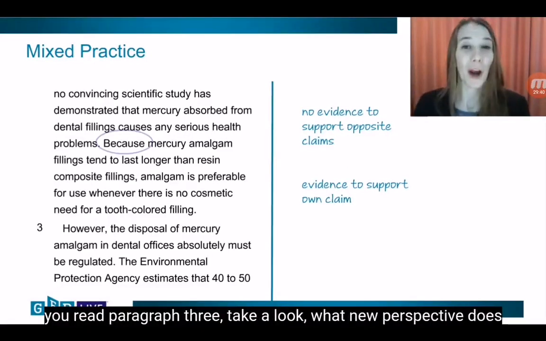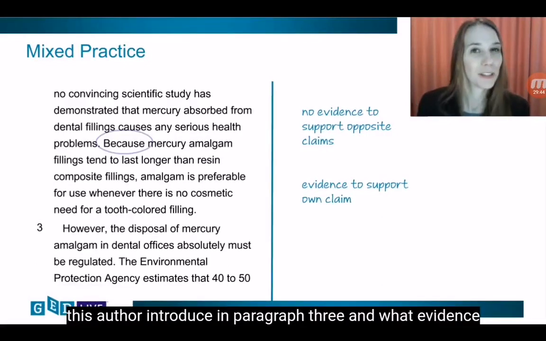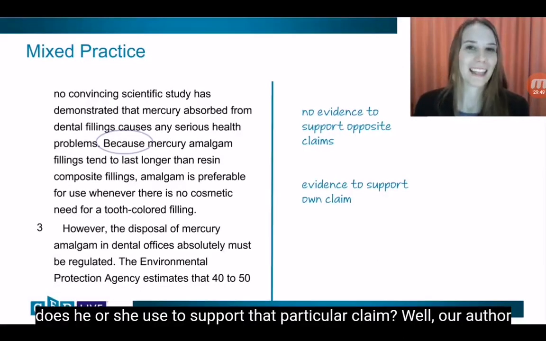So as you read paragraph 3, take a look. What new perspectives does this author introduce in paragraph 3, and what evidence does he or she use to support that particular claim?